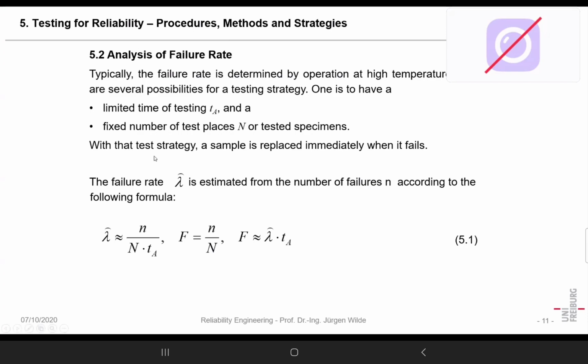Now, for a failure rate, we take a certain number of devices, capital N, multiplied with TA, where TA is the testing time, and that's your testing effort. After that testing time, you look how many have failed, and that's a failure rate. And now it is assumed that the failure rate is constant.